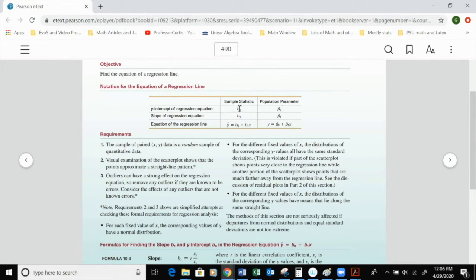Use Latin letters, regular alphabet letters for sample statistics, and use Greek alphabet letters for population parameters. And so this beta, it's the second letter of the Greek alphabet, alpha, beta. That's where we get the word alphabet, alpha, beta. So this is a beta.